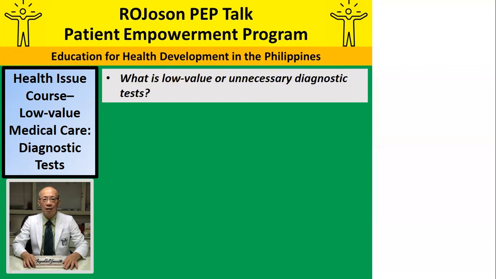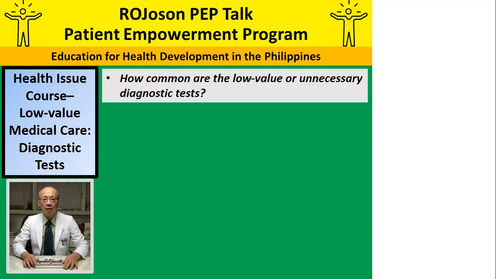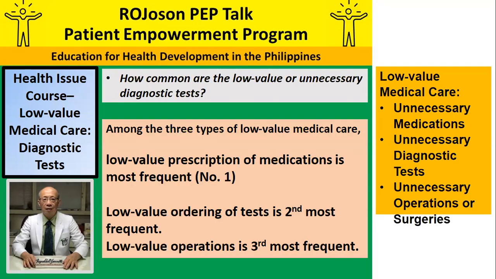What are low-value and unnecessary diagnostic tests again? It's the ordering of diagnostic tests that will provide little or no benefit to the patients, may be harmful, incur unnecessary costs, and waste healthcare resources. How common? Among the three types, low-value prescriptions are probably number one. After that, low-value diagnostic tests are the second most common. Unnecessary operations are probably the third most frequent.